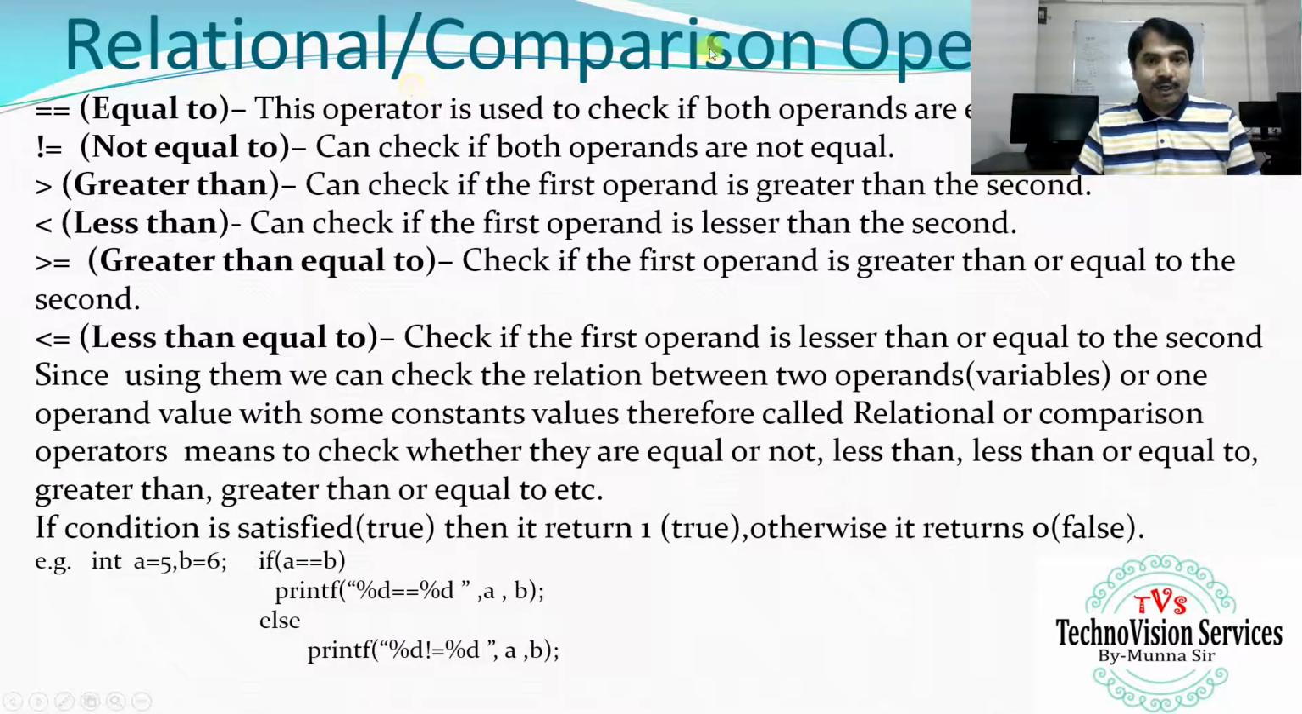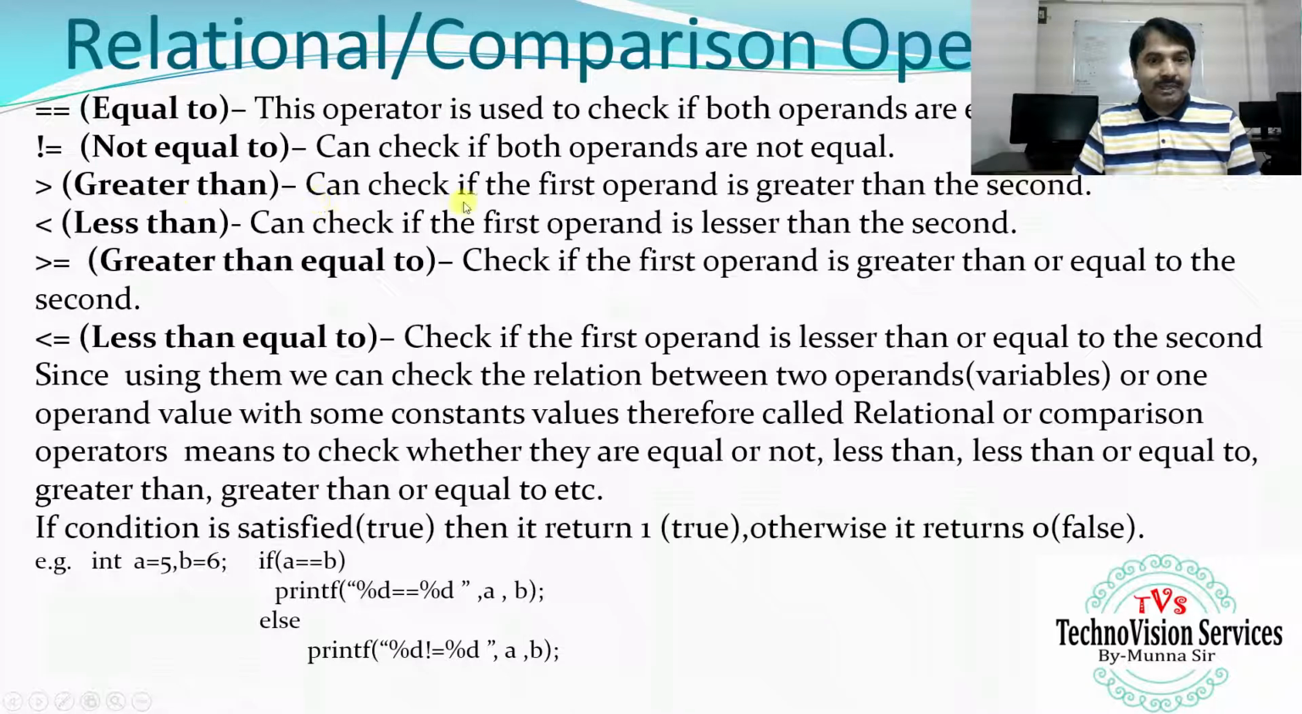What are relational or comparison operators? The double equal to symbol is read as equal to. This operator is used to check if both operands are equal. Operand means variables, and symbols mean operators. Not equal to uses an exclamation mark and an equal to sign. It is read as not equal to. It checks if both operands are not equal.